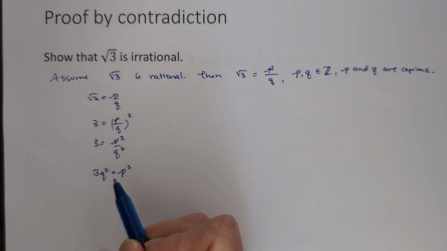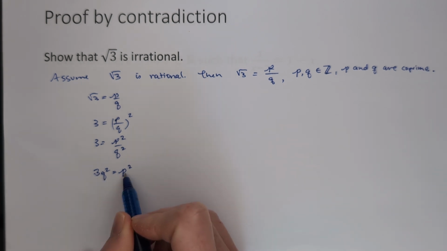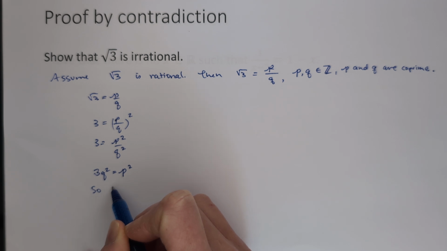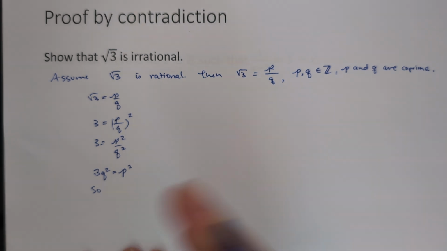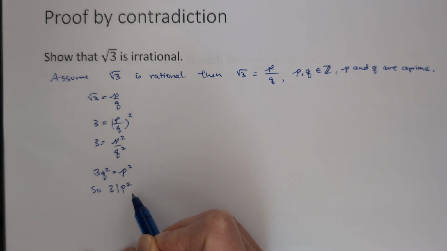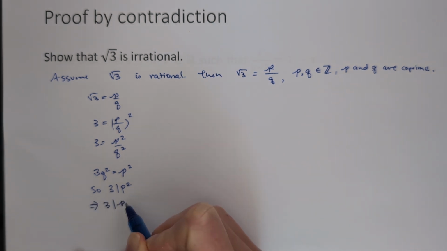Okay, so what this means is that 3 divides p squared, so you could say p squared is equal to 3 times k. That would be one way. You could also say 3 divides p squared. And there is a property, and this is something you just have to know. It also makes sense logically. This implies that 3 divides p.